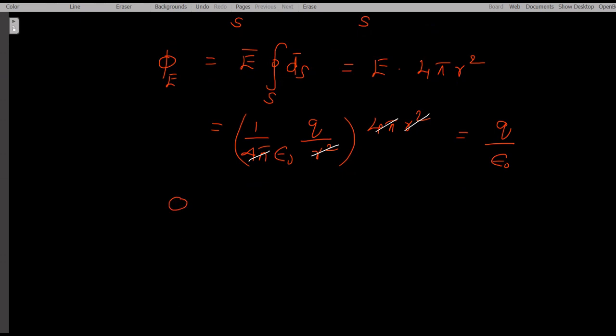That is, total flux through a Gaussian surface is equal to Q by epsilon naught. Either we can write phi E, or over the closed surface S, E dot dS equal to Q by epsilon naught, which is Gauss's law.